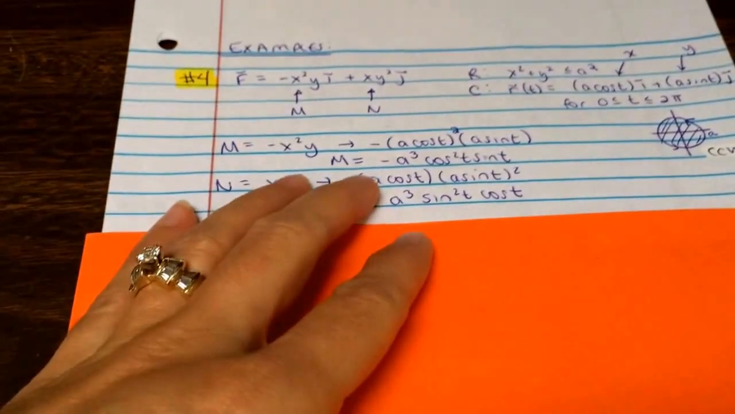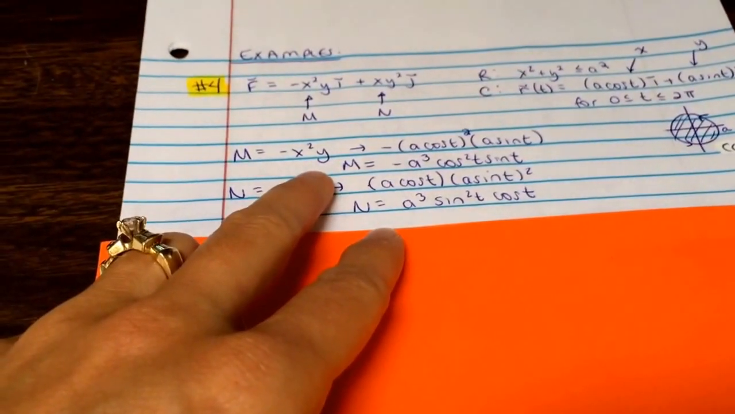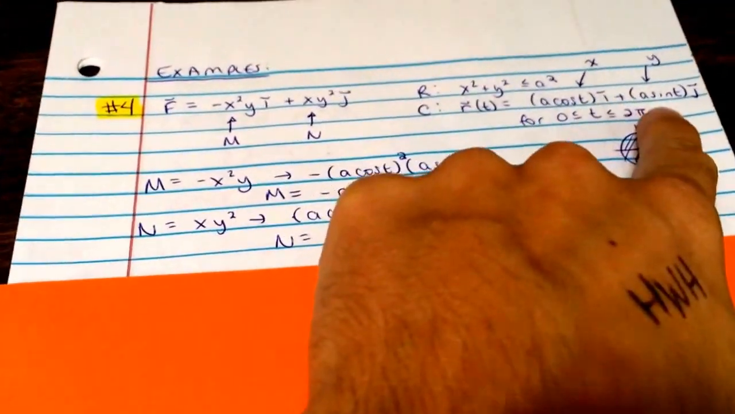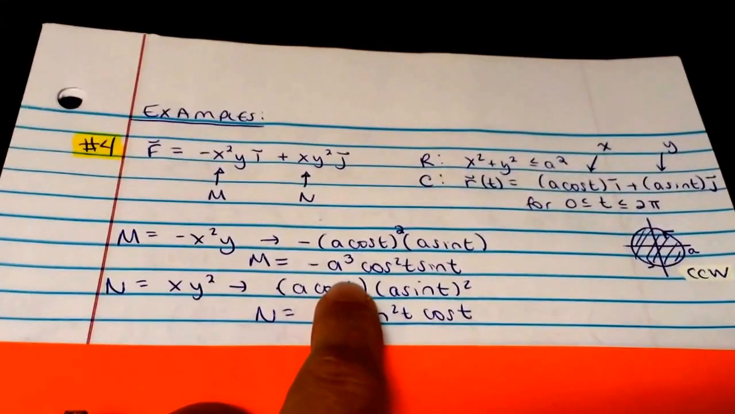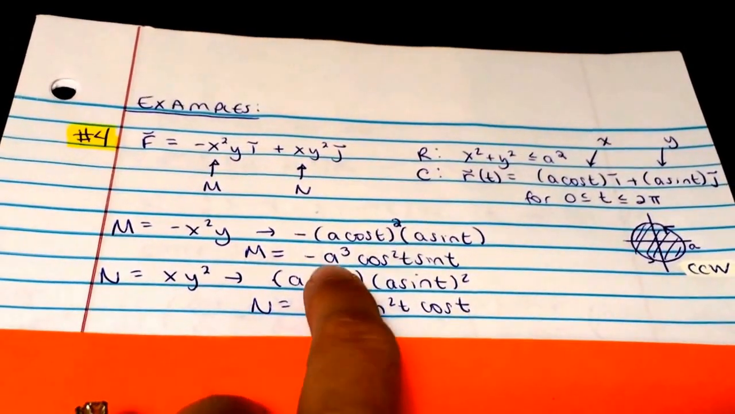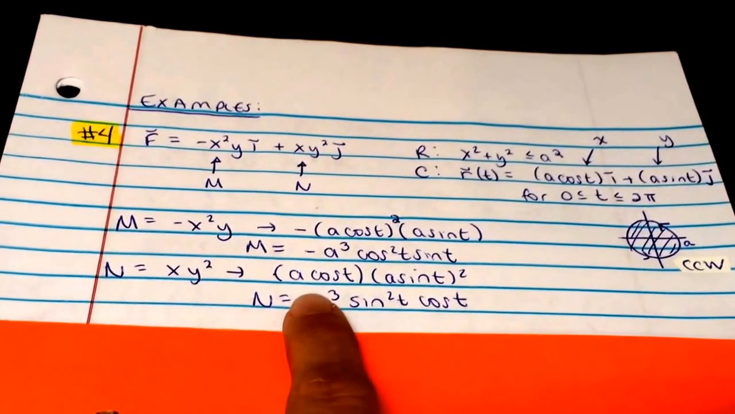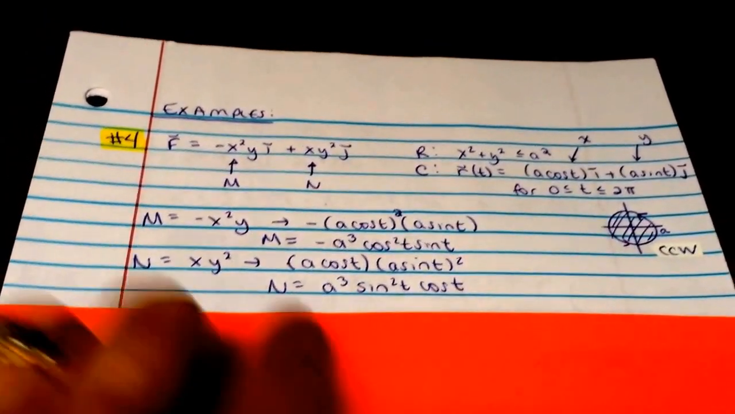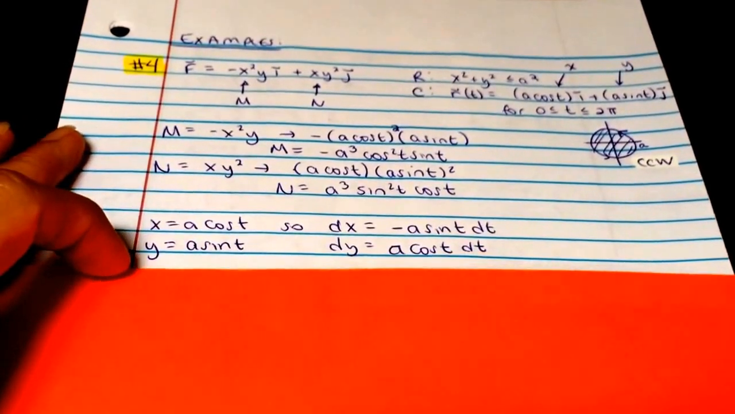Okay, so here, this is my m. I plug in for x and y. Again, here's my x, here's my y. And squaring, so this is a squared times another a, that's where the a cubed comes from. Same idea here, squaring is a squared times another a, that's where the a cubed comes from. So this is m and n as functions of t.